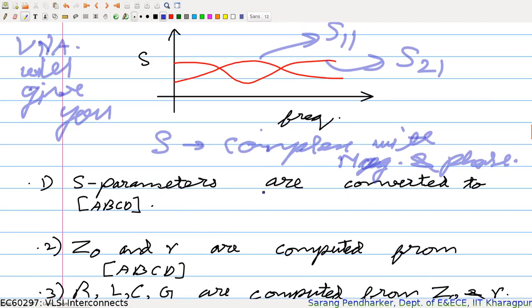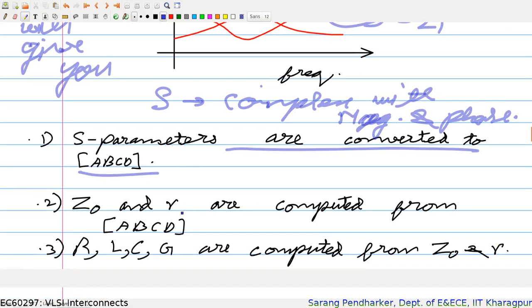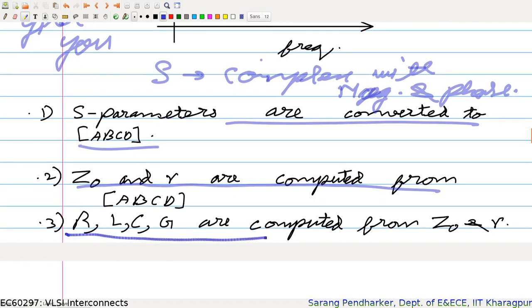From there it's a 3-step process of extraction of your interconnect parameters. First, S parameters are converted to ABCD parameters. Then, for a transmission line we have already derived what the ABCD parameters are, so using those expressions we get Z0 and gamma. Z0 and gamma are computed from the ABCD parameters, and once Z0 and gamma are computed, you get the RLCG from Z0 and gamma, and that's how you extract the interconnect parameters.